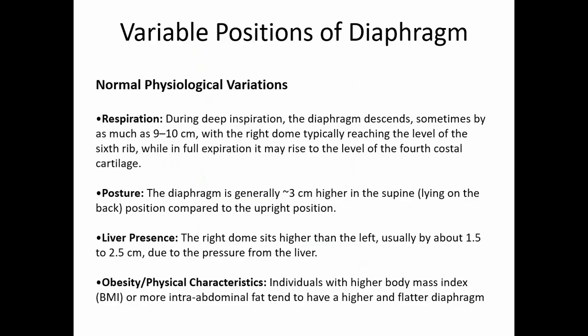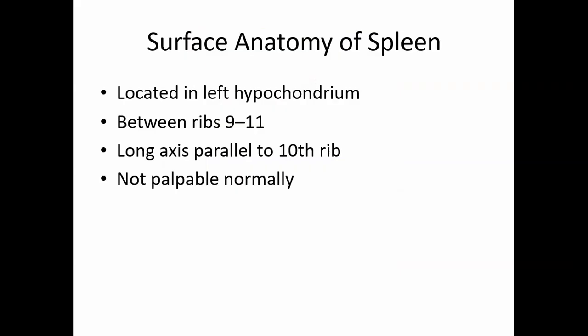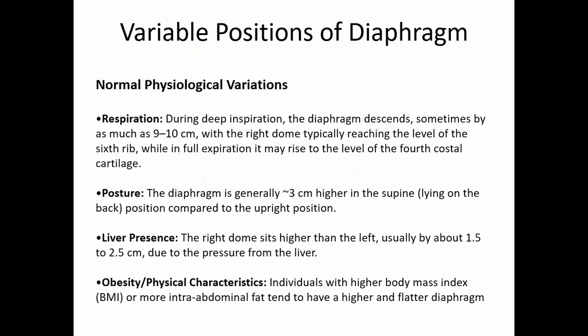Okay, so we discussed the surface anatomy, basically the bony landmarks of abdomen, after which we discussed the regions and quadrants of abdomen along with the contents. Then we discussed the four major organs, the surface anatomy of liver, gallbladder, stomach and spleen. Now come to the diaphragm.